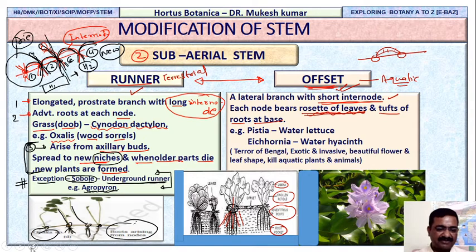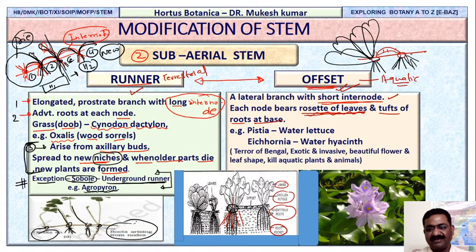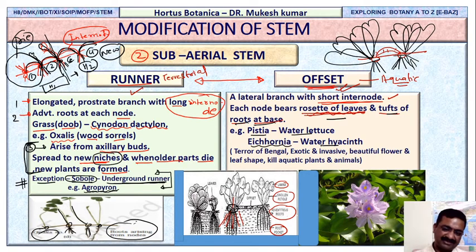Now the second point, each node is bearing adventitious roots. Second, you will find a rosette of leaves, a group of leaves forming this rosette structure. It is found in air. So a rosette of leaves will be there, and a tuft of roots at the base will be there. It is very common in Pistia, common name water lettuce, or Eichhornia, water hyacinth.